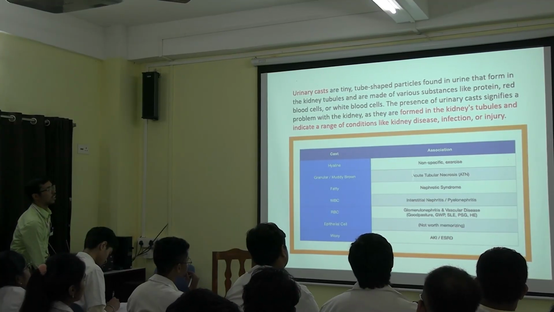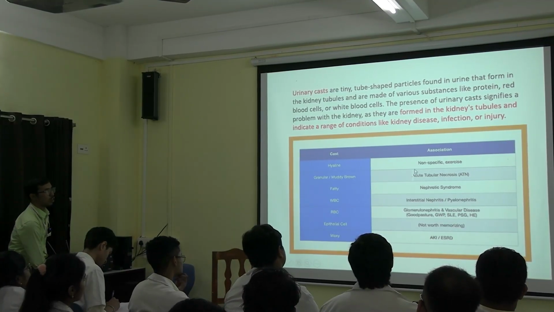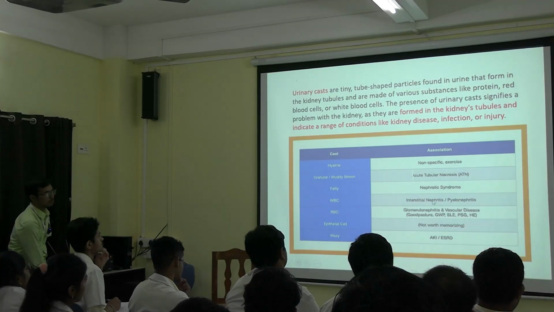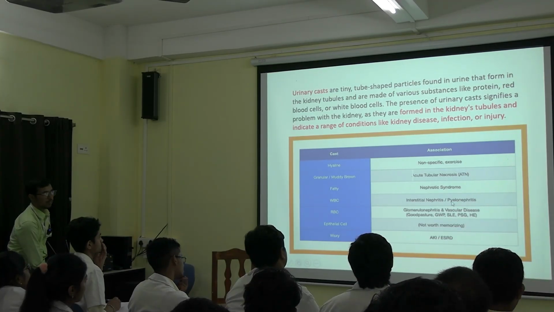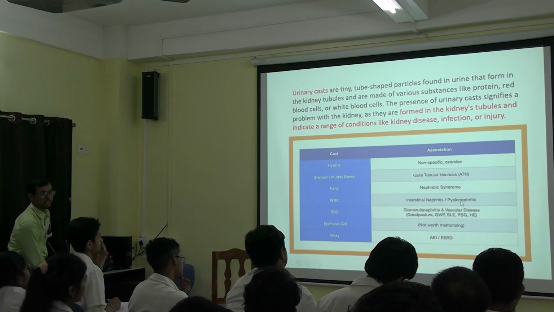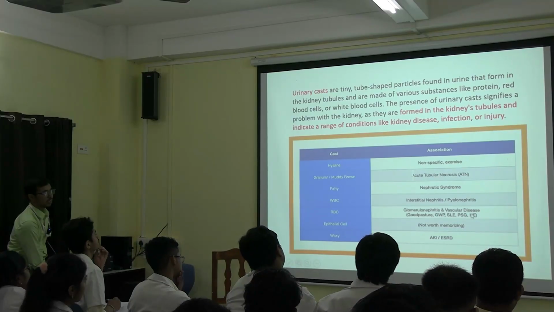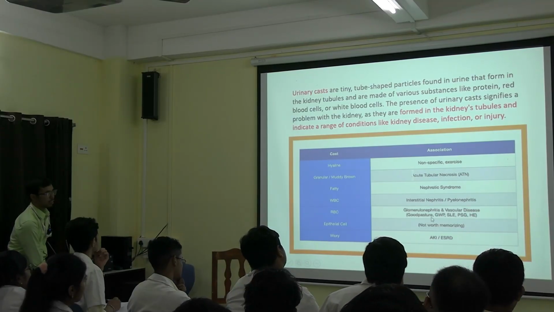Like you will see here, hyaline casts are found normally, or non-specifically, or after exercise. Granular or muddy brown casts are found in acute tubular necrosis. Fatty casts are found in nephrotic syndrome. This is a type of disease. Then WBC casts are found with pus cells. These are found in interstitial nephritis or pyelonephritis, in infection of the kidneys. RBC casts will be found in glomerulonephritis, vascular diseases, Goodpasture syndrome, SLE.